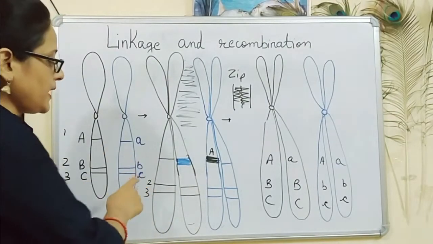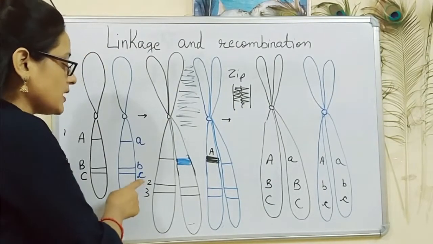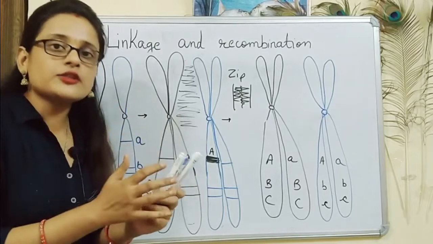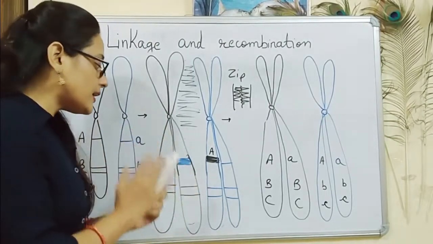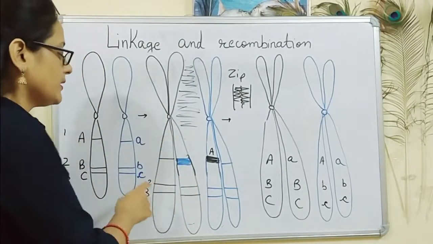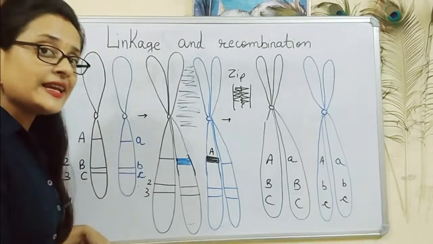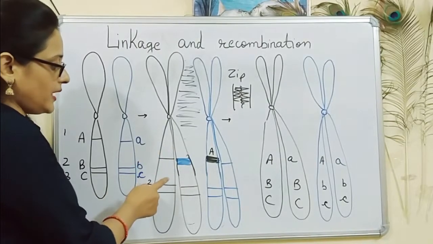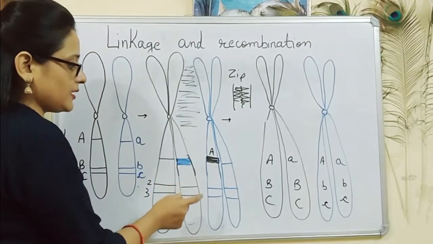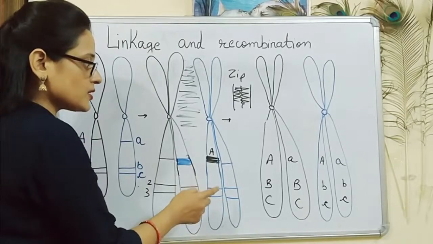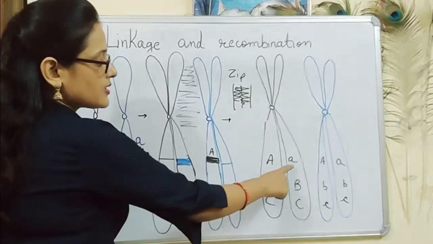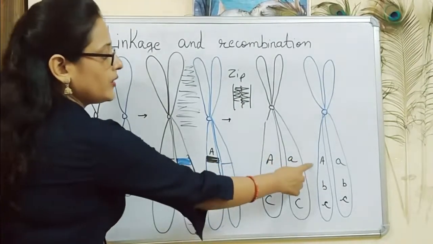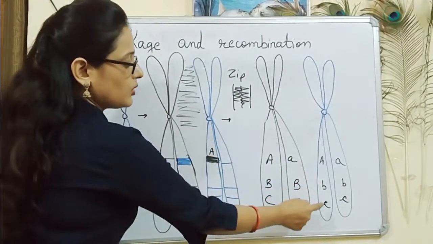Crossing over cannot take place in gene 2 or gene 3 because they are so close to one another, or they are physically so linked to one another that they cannot be separated by crossing over. That is, gene 2 and gene 3 are linked to one another. See over here, the previous combination was capital A, capital B, capital C, and small a, small b, small c. But the new combination is small a, capital B, capital C, because small a has moved to this one. Over here, the new combination is capital A, small b, small c.